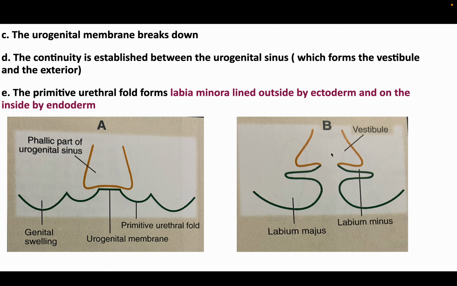So this urogenital part of the urogenital sinus is going to form the vestibule. So the continuity is established between the urogenital sinus and the exterior. So this is known as the vestibule portion. The primitive urethral fold forms the labia minora. So this is the primitive urethral fold. It is going to form the labia minora, lined outside by the ectoderm and on inside by the endoderm.